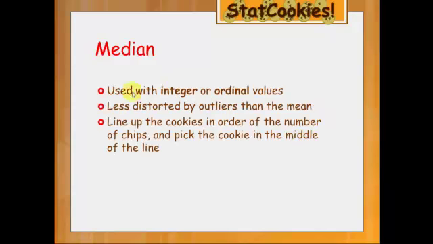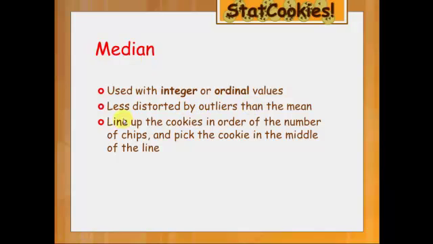The median is used with integer or ordinal values. Now, integer values, again, can usually be divided, but not always. Ratio numbers can be divided. Integers might be whole things that we aren't going to split up, like whole cookies or whole chips. Ordinal values are things like rating systems: best, second best, third best, excellent, good, mediocre, poor, that kind of thing.